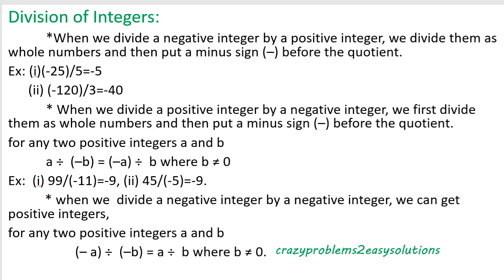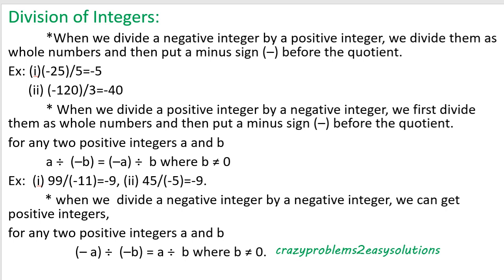Division of integers. When we divide a negative number by a positive integer, we divide them as whole numbers, then put a minus sign before the quotient. For example, minus 25 divided by 5. Minus 25 is a negative number and 5 is a positive number. So we divide 25 by 5. The answer is 5, and we put a minus sign before it.